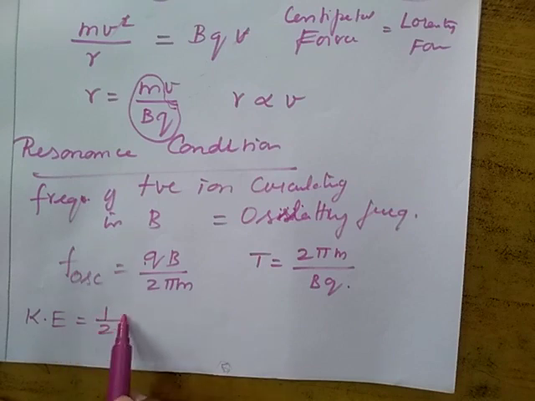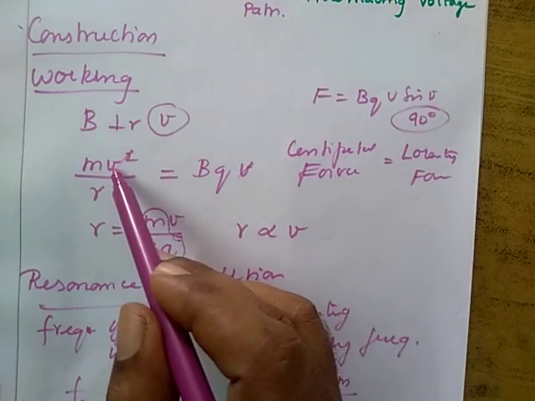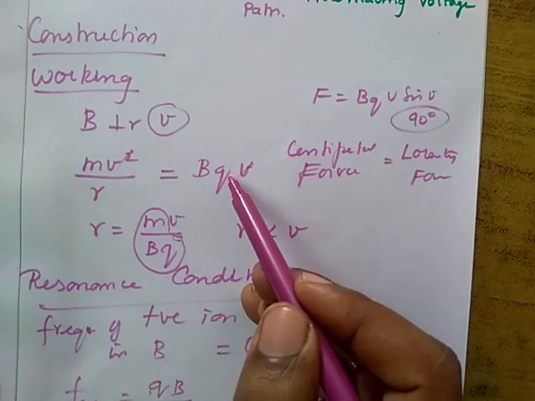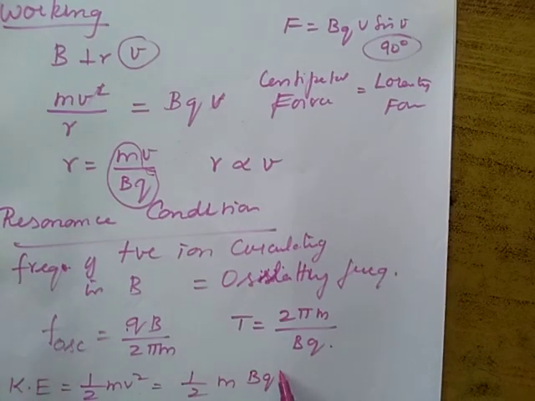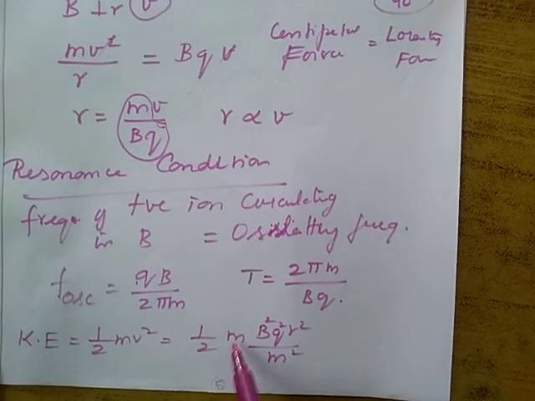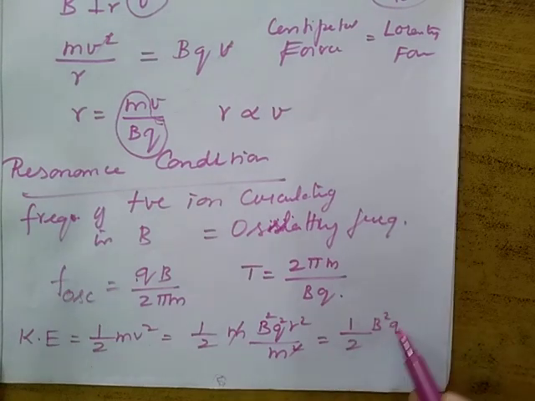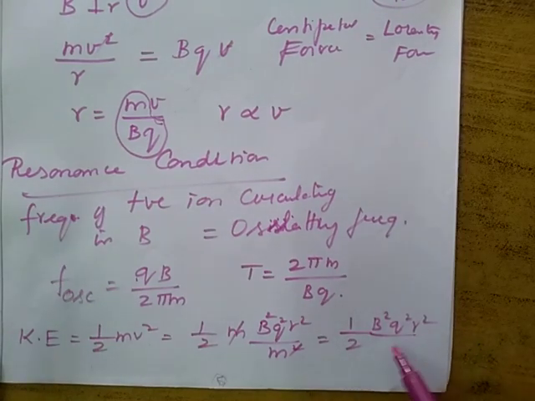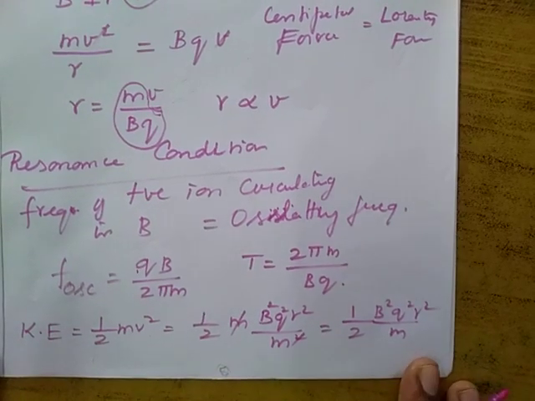The kinetic energy formula is 1 by 2 m v square. The velocity value we can get from this equation. Here v is equal to Bqr by m. Then squaring it, m cancelled, then we get 1 by 2 B square q square r square by m. That is the kinetic energy attained by the charged particle with the help of the cyclotron.